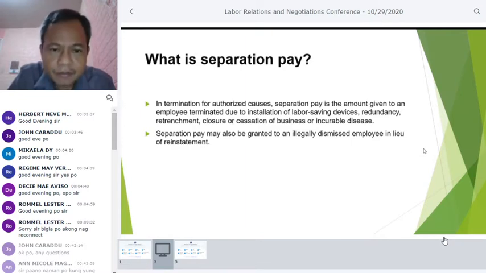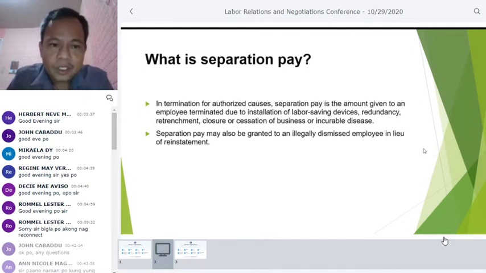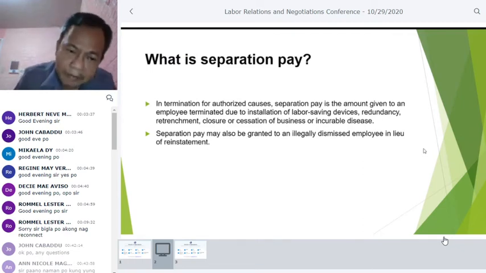Meaning, what the employees dismissed due to just causes did was illegal. It is their own doing. They themselves did it. Unlike in authorized causes, the employee has nothing to do with it. It just so happened that this situation came. This situation happened, so he will be removed.